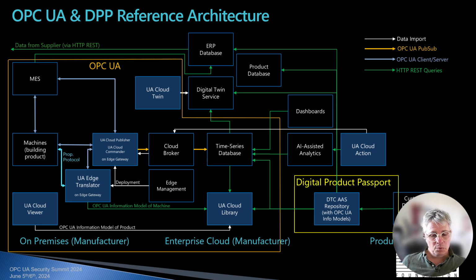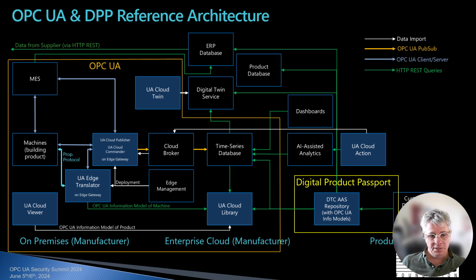So then let's have a look at where this fits in the overall architecture. This is something that I developed over the years because people always asked, how does digital product passport fit with OPC UA, and what about on-premises and enterprise cloud and so on? How does it all fit together? So this is an overall architecture. From left to right, on the left you have the production line building a product from a certain manufacturer.